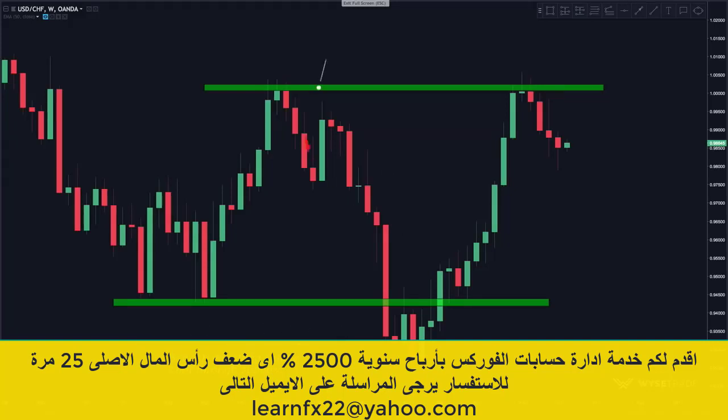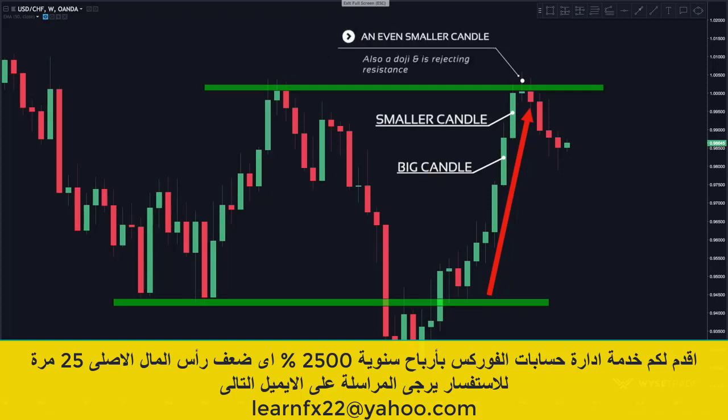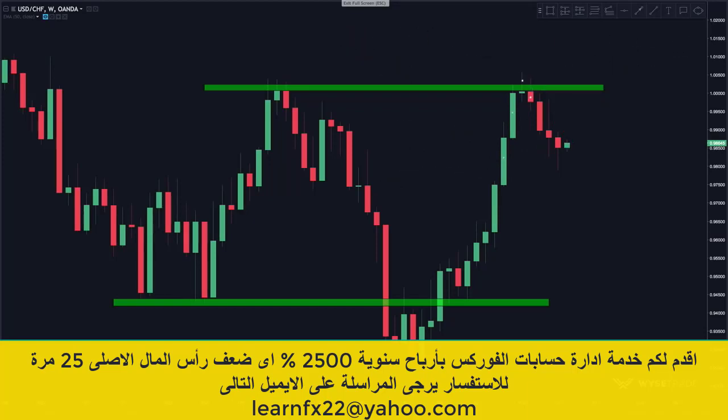We have a level of resistance here to the left, and as price approaches this level again, we have a big candle, a smaller candle, an even smaller candle that is also a doji and also rejecting resistance, and then finally a red bearish candle that is also rejecting resistance, which then caused a reversal. And then we entered a trade through the intraday time frame.